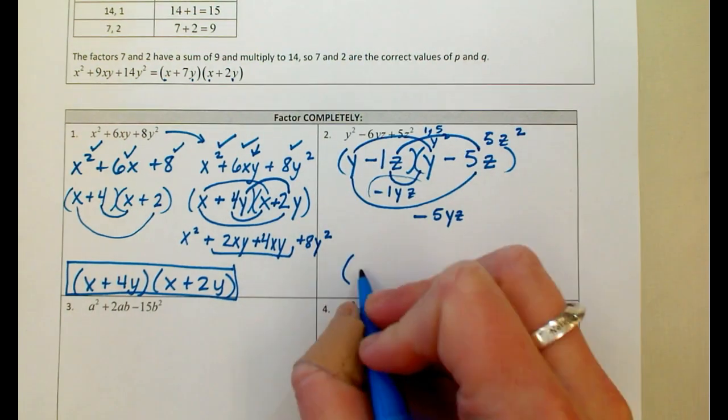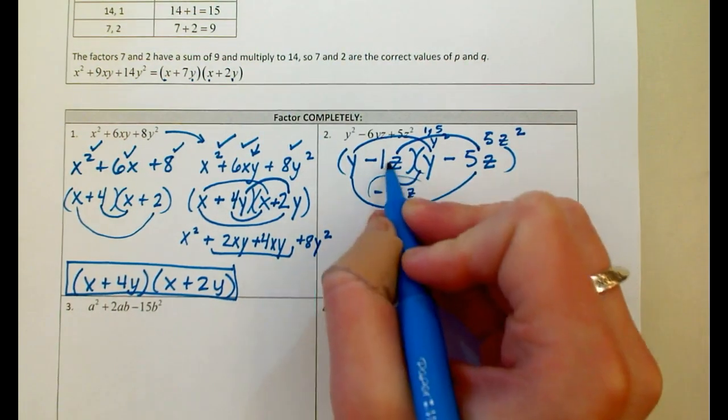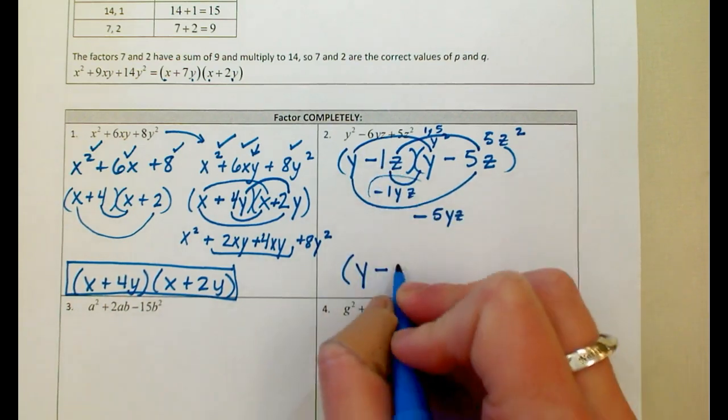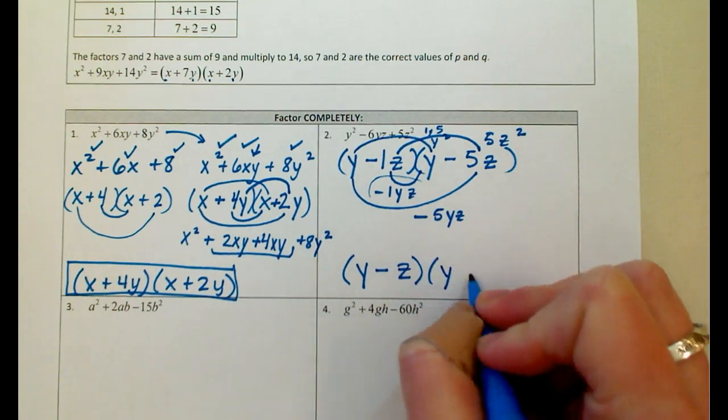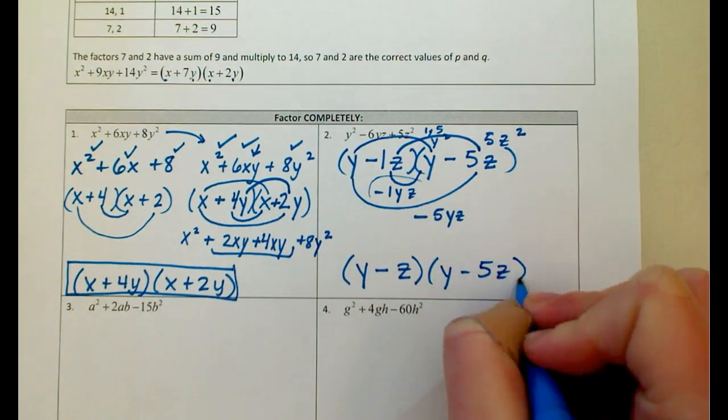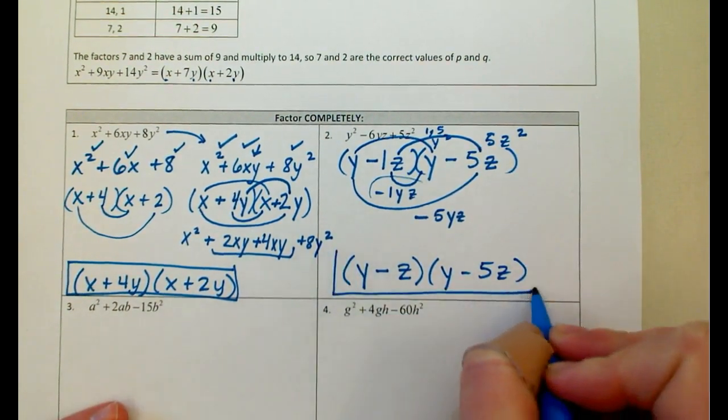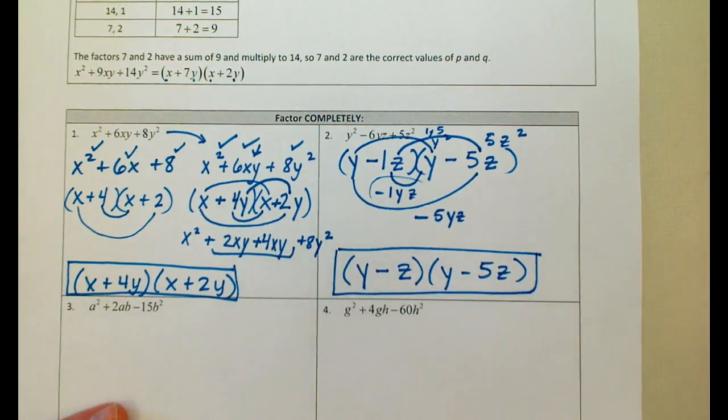So when I write my answer, y minus, I don't need the 1 times z, so I'm just going to say y minus z times y minus 5z. And that's my final answer.